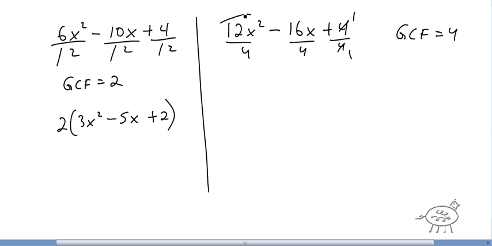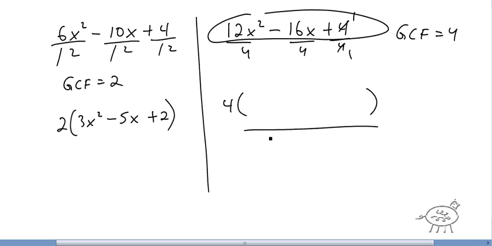And this is the deal. If you have 3 terms, just like this, when I factor this out, I'm going to have 3 terms inside those parentheses also. So 12x squared over 4 is 3x squared. 16 over 4 is 4. Watch your signs too. And 4 divided by 4 is 1. And that's your final answer.